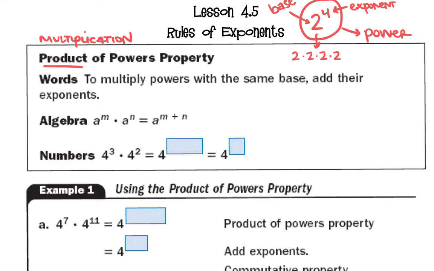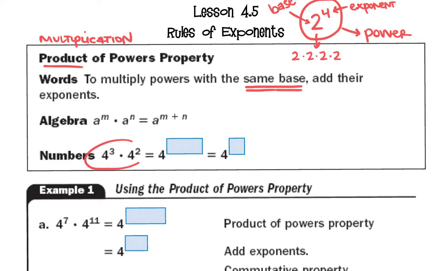The product of powers property tells us that to multiply powers that have the same base, I want you to underline that, that's really important, all we have to do is add their exponents. Now, let's break down what that means here.